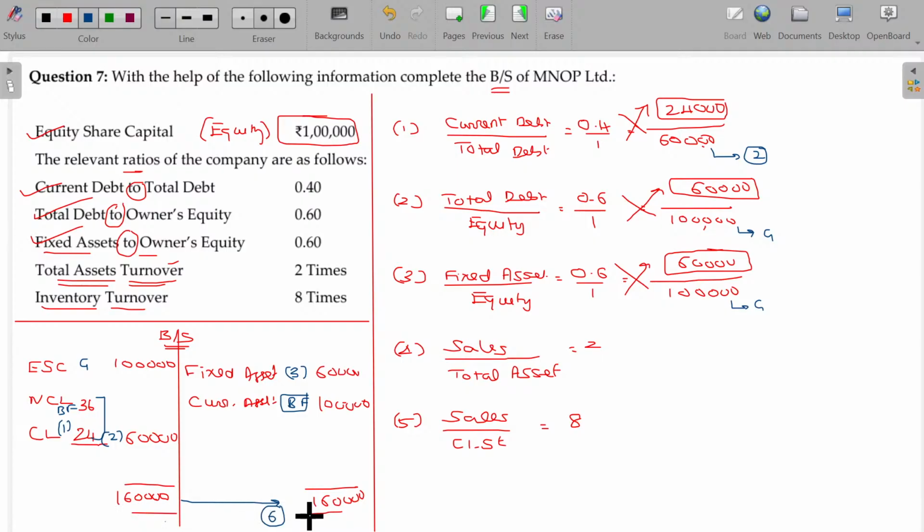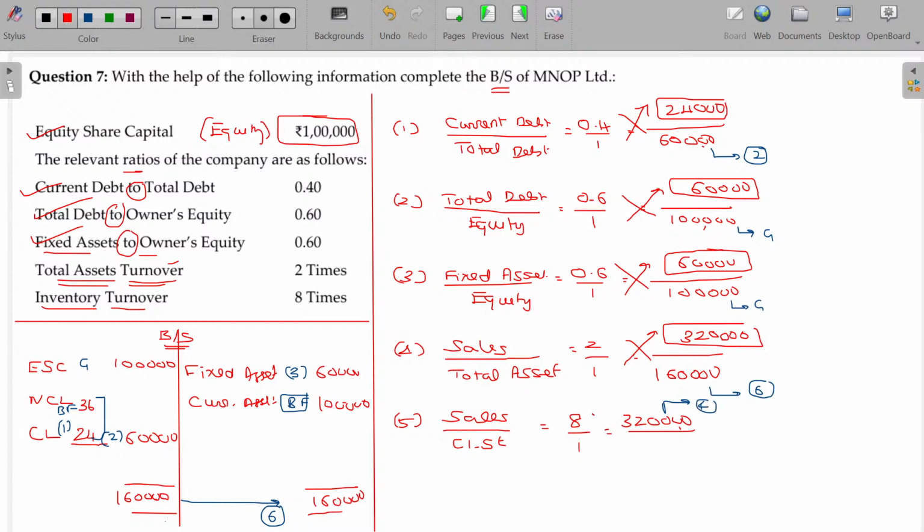The total of the liability side is equal to the asset side. I post that here. Total assets being 1,60,000. How did I get this? From working note number 6, which is nothing but the total of the balance sheet. From this, it is very easy to calculate the sales. Sales should be 3,20,000. I got this 3,20,000 from working note number 4.